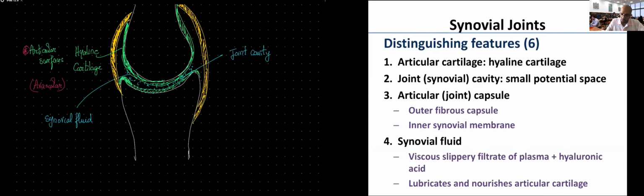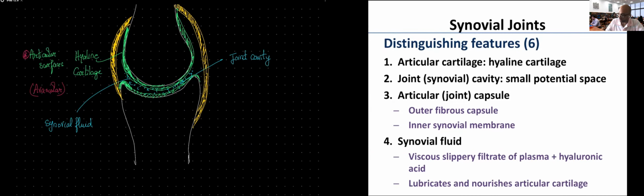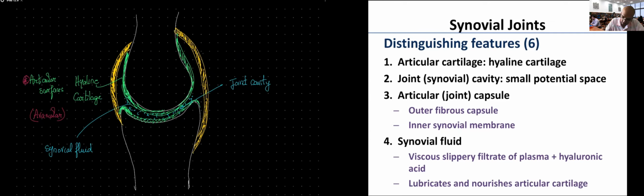Another major characteristic here is that we've seen for the synovial joints that I have a small potential space. We call this small potential space my joint cavity. And surrounding this joint cavity, we're going to have a joint capsule.